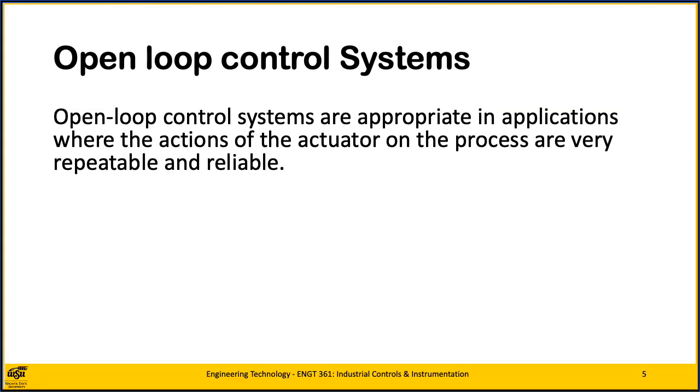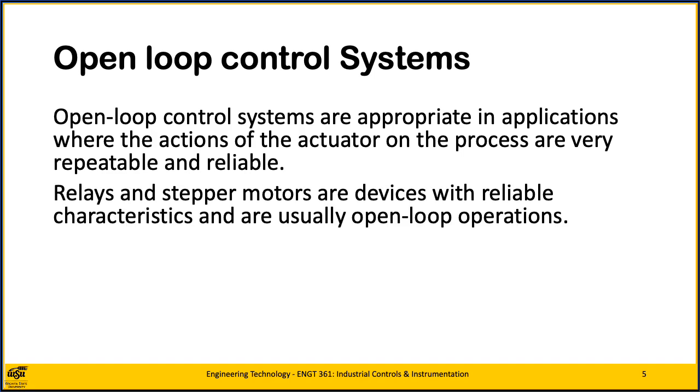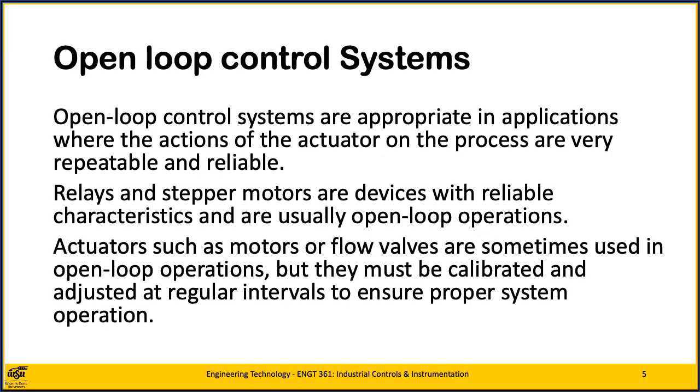Open loop control systems are appropriate in applications where the actions of the actuator on the process are very repeatable and reliable. Relays and stepper motors are devices with reliable characteristics and are usually open loop control operations. Actuators, such as motors or flow valves, are sometimes used in open loop operations, but they must be calibrated and adjusted at regular intervals to ensure proper system operation.